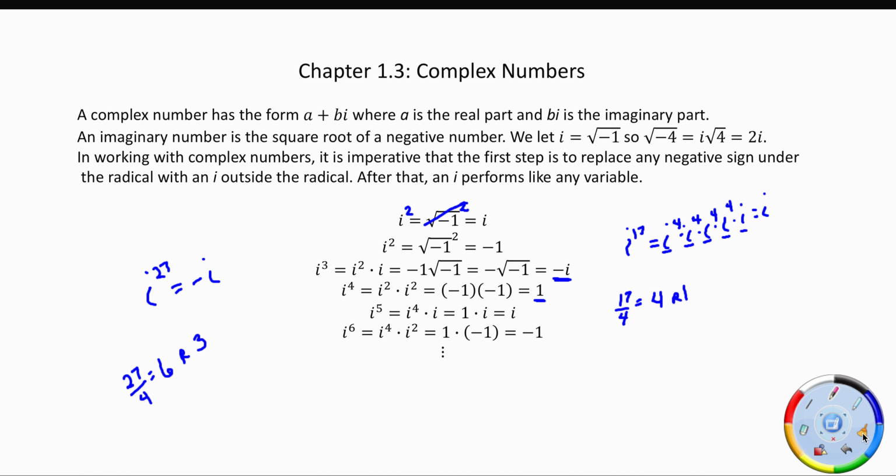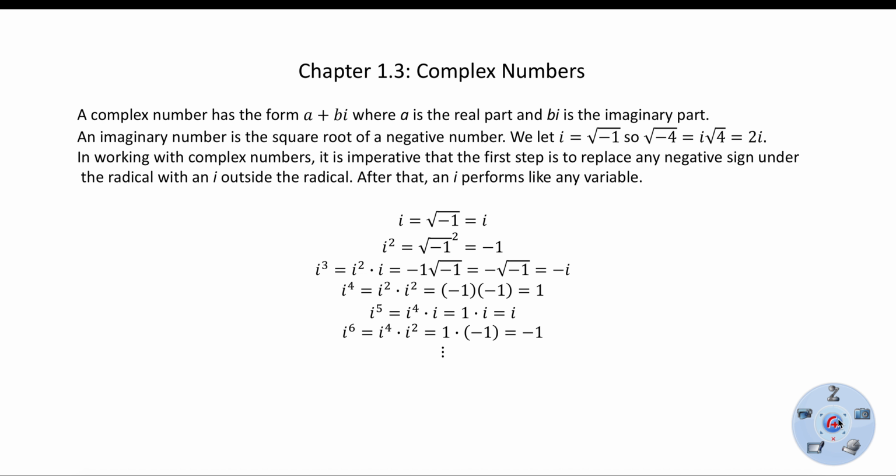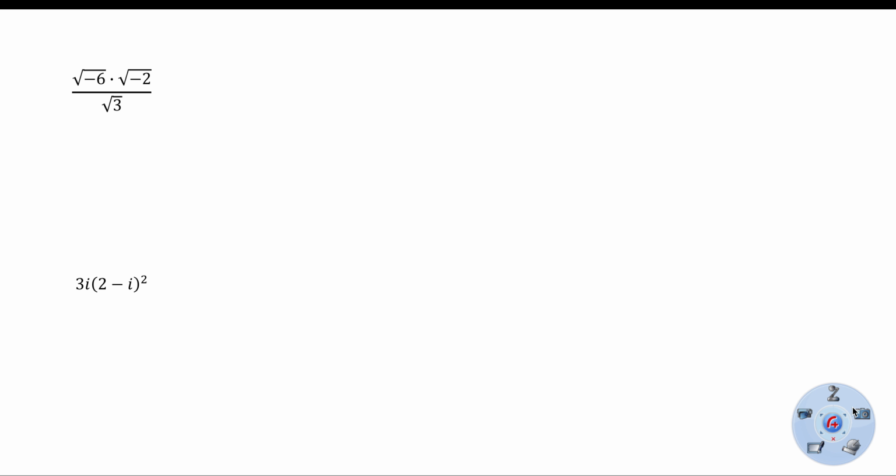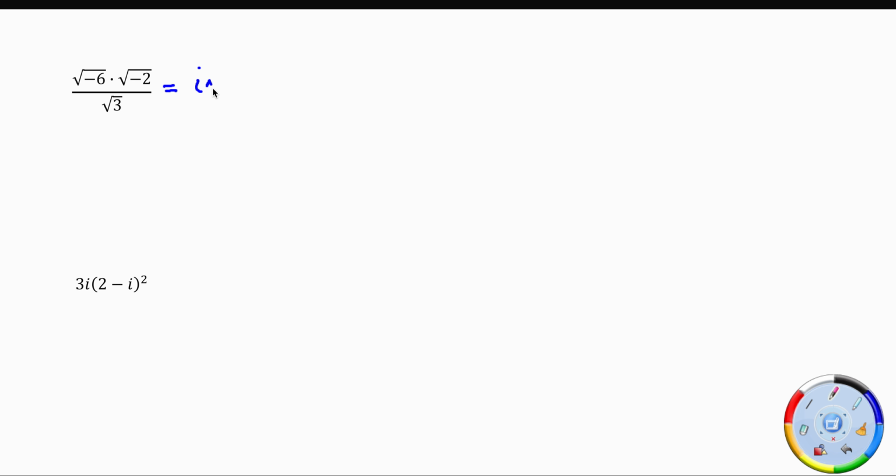Okay, let's look at a couple of quick examples on complex numbers. And remember, this is going to just be a quick review of some basic things we need to remember. First thing when I'm trying to simplify these radical expressions is if there's a negative underneath the radical, my first step must be to pull that negative out and replace it with an i, or square root of -1. So same thing here, pull that negative out and replace it with an i.